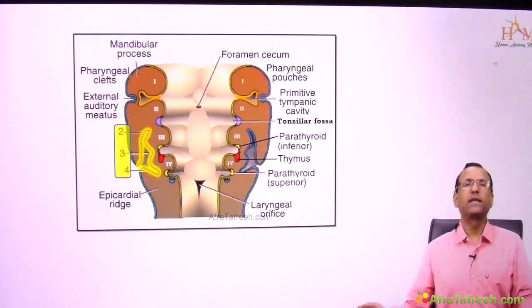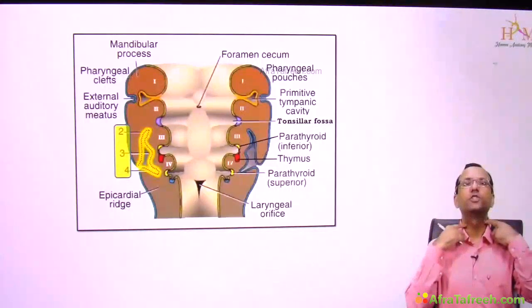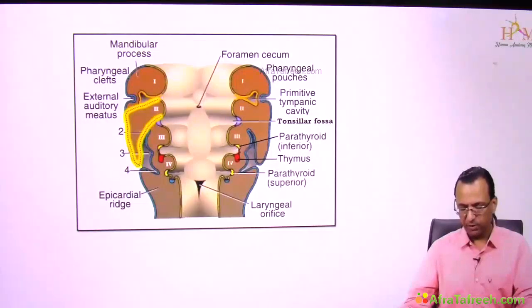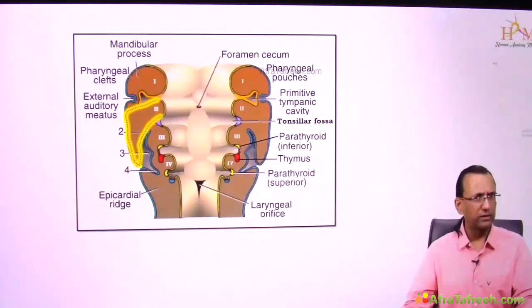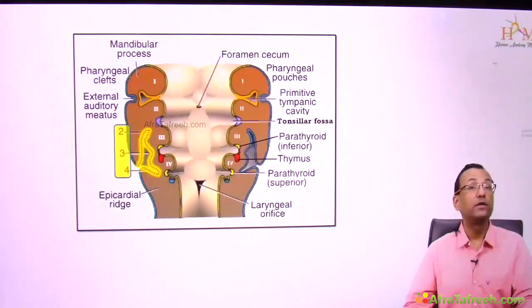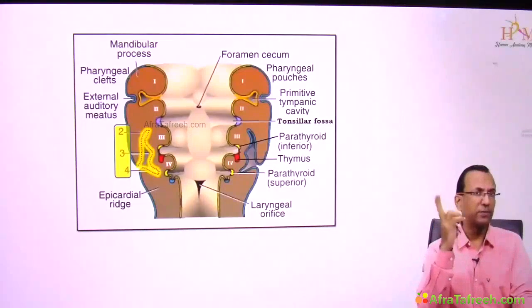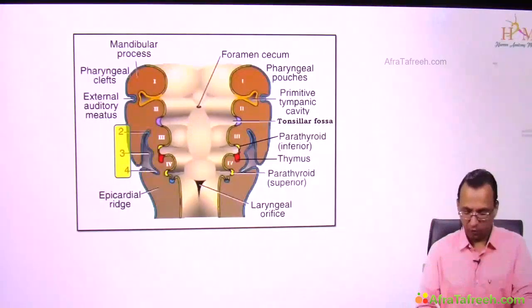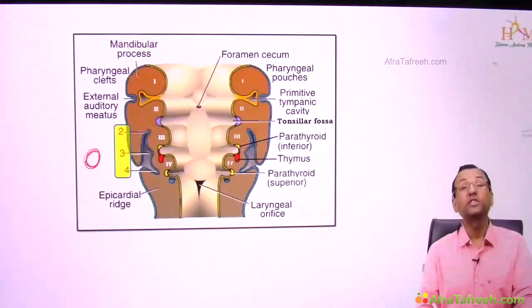You're telling me there were clefts 2, 3, 4, which were then covered by the mesoderm of the second arch, overgrowing it. Then clefts 2, 3, 4 are obliterated to form a cervical sinus with one opening. And the opening will disappear to form a cyst, the cervical cyst, and then it should disappear.